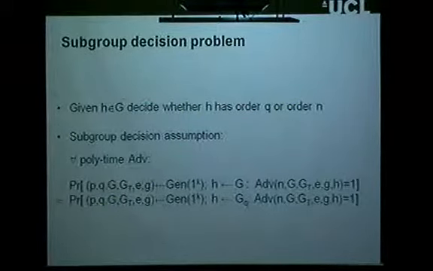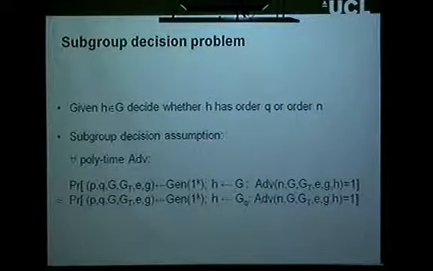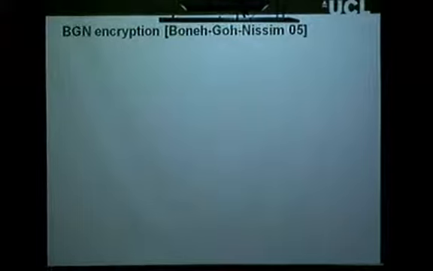I'm also going to make an assumption, and the cryptographic assumption I'll use is the subgroup decision assumption, which says that if we have an element h, it's hard to distinguish whether h has order q, in other words, it lives in some kind of subgroup, or it has order n and generates the entire group. Okay, so this assumption was introduced by Boneh and Nissim, and they used it to build a cryptosystem. And it works like this.